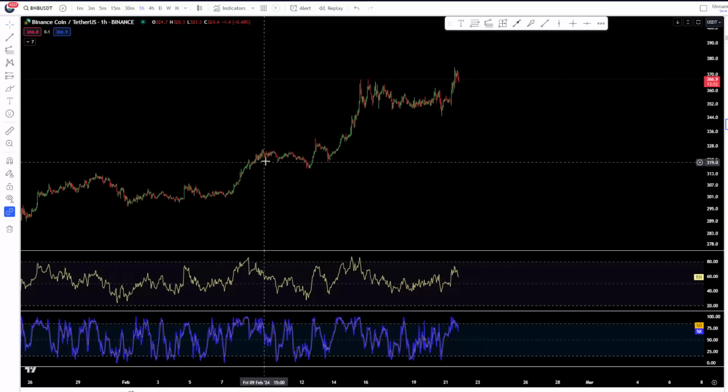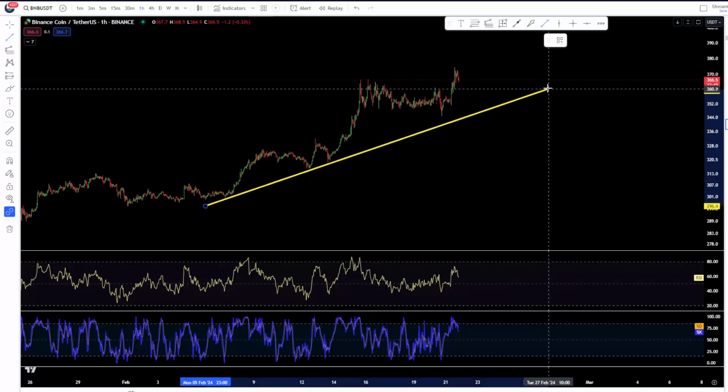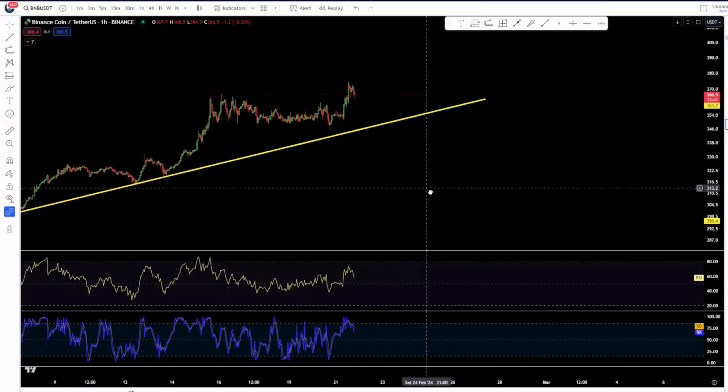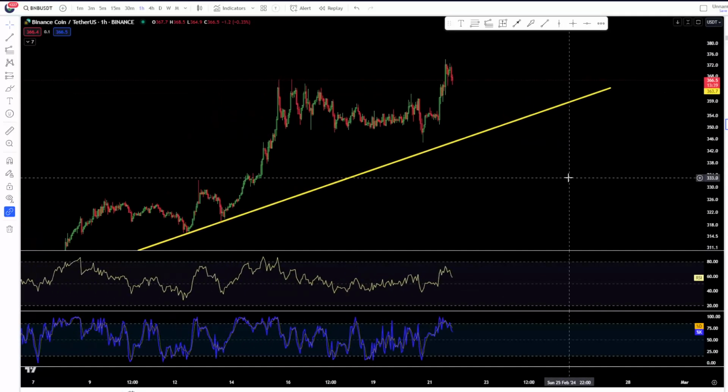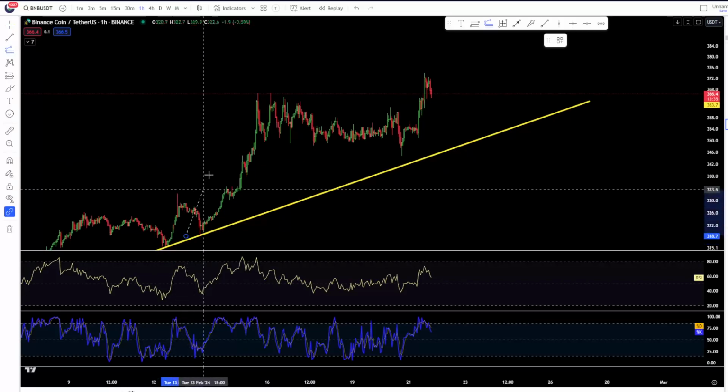Now let's go to the BNB chart in the same way in the 1-hour interval. We will start by identifying the main uptrend line with the yellow line. Moving on, we will move on to marking the places of resistance.